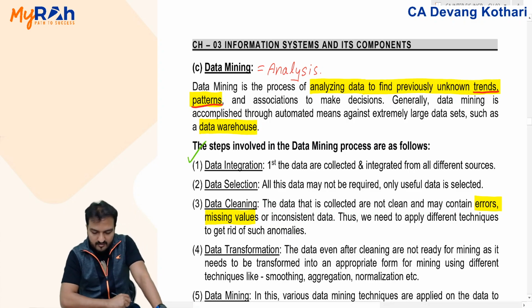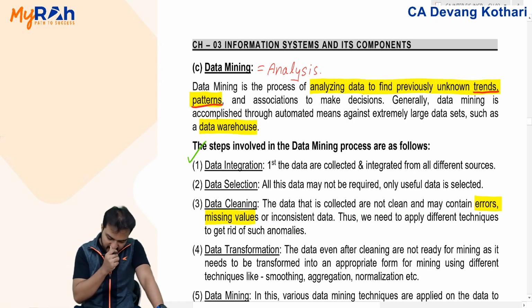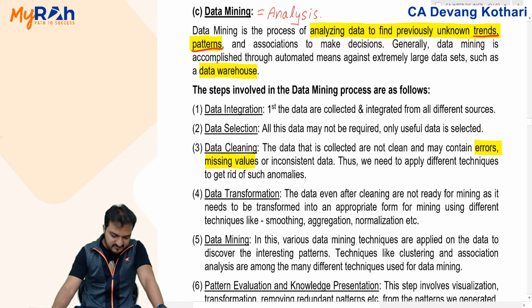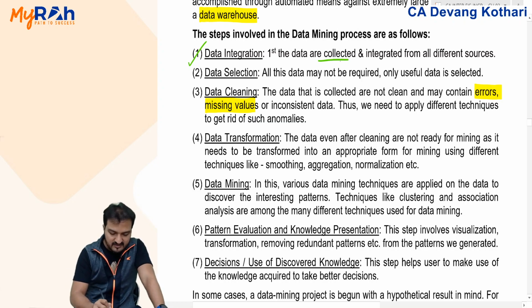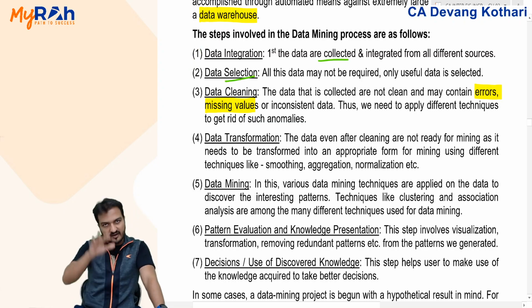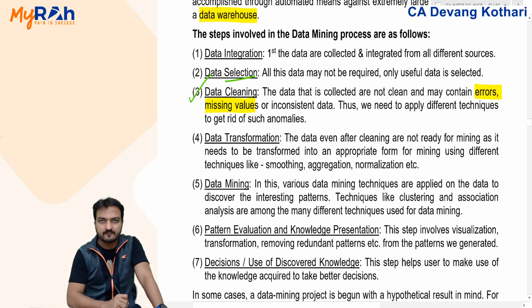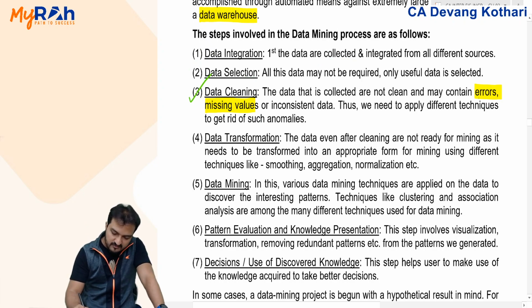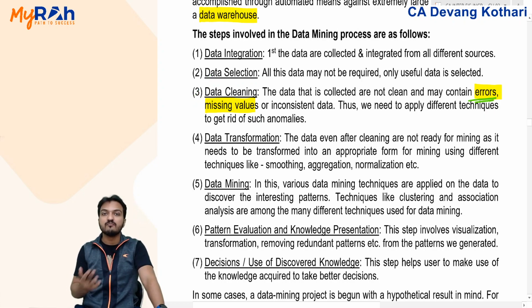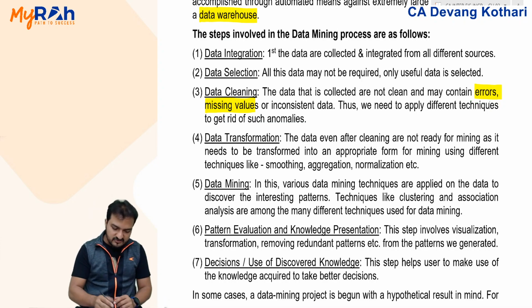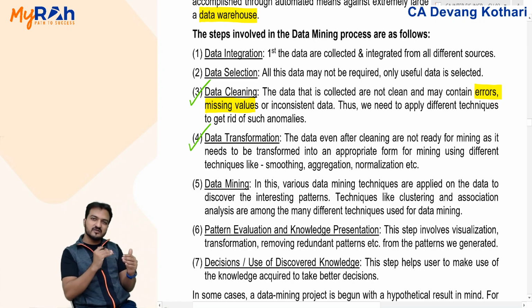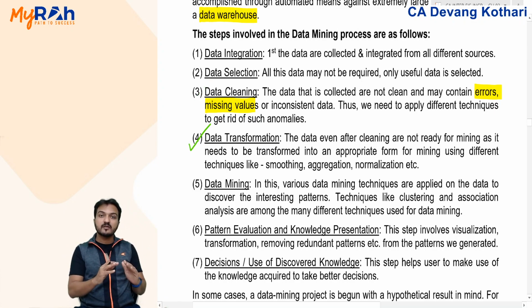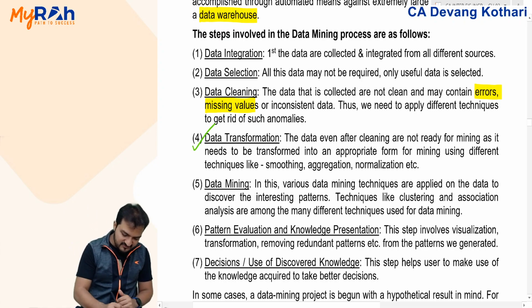Steps involved in a data mining process. What are the steps involved in data mining? Common general steps: data integration. First, you have to collect the data. Then data selection, select the data which you wish to analyze. Data cleaning. Your data might contain some errors, so cleaning involves removing those errors or removing inconsistent data. That is called data cleaning. Data transformation, because all the data might not be in the same format, it might need to be converted into some standard format. That is data transformation.